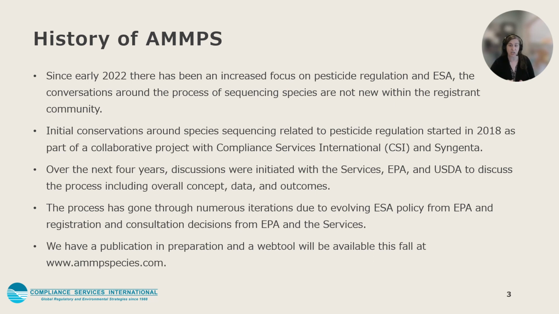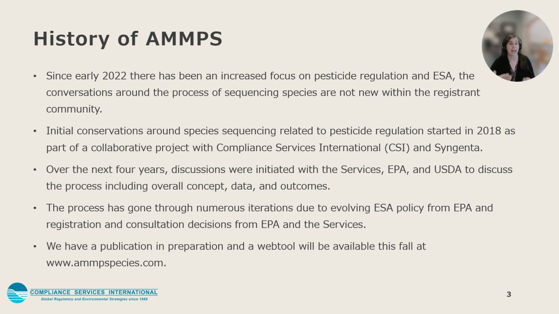Initial conversations around species sequencing related to pesticide regulation started in 2018 as part of a collaborative project with CSI and Syngenta. Over the next 4 years, discussions were initiated with the services, both Fish and Wildlife and NOAA Fisheries, EPA, and USDA to discuss the process, including overall concept, data, and outcomes. This process has gone through numerous iterations due to evolving ESA policy from EPA and registration and consultation decisions from EPA and the services. The resulting sequencing process is flexible, adaptable, and responsive.